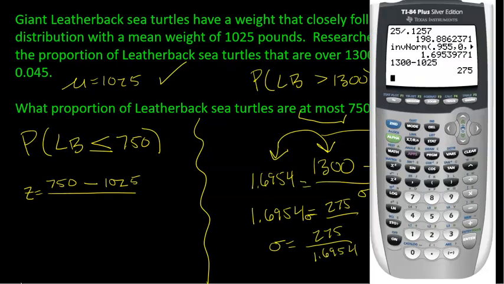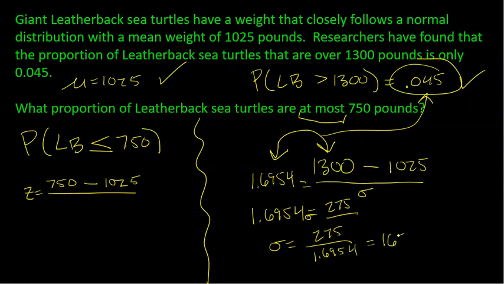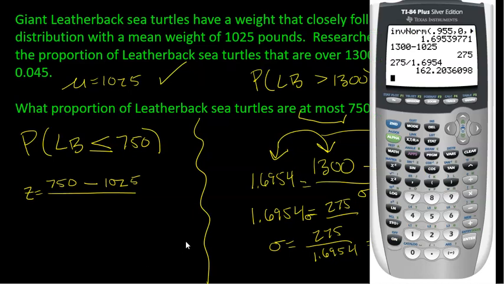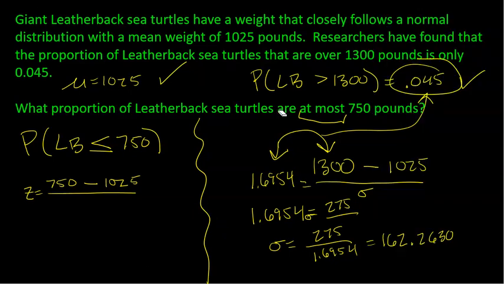And then to solve for sigma, we're going to take that 275 and divide by the 1.6954. So 275 divided by 1.6954. And I get a standard deviation of 162.2036 pounds. I'm going to make sure I copied that right. 162.2036. Boy, oh boy, a little dyslexic. All right, so now that I know my standard deviation, I can now come over here and actually answer the question that they finally asked me.